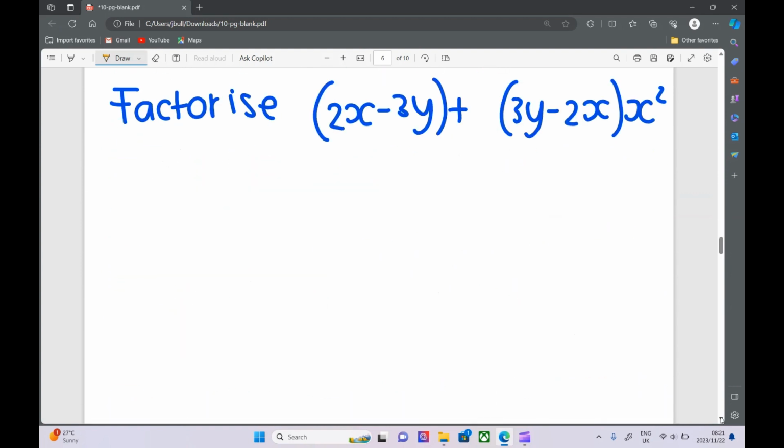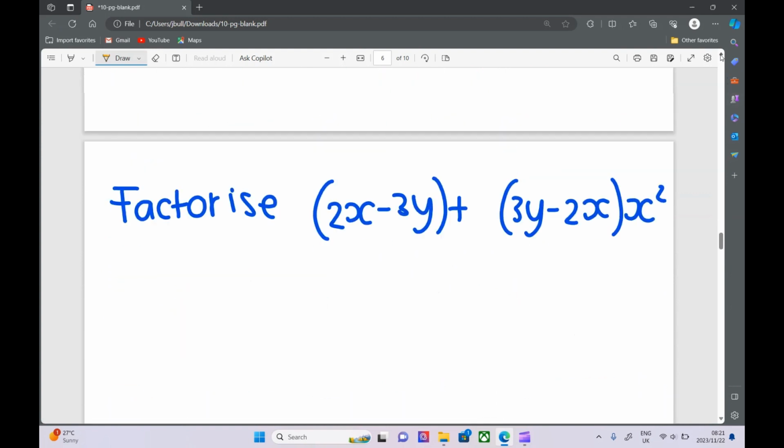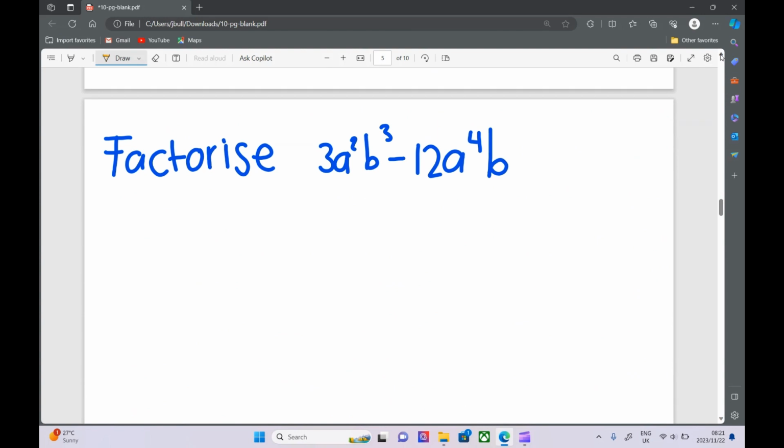I think this might be... Okay, so two more. Let's have a look at this one. Factorize 3a squared b cubed minus this. Okay, so same as always, we're going to start off: do we have any common factors?